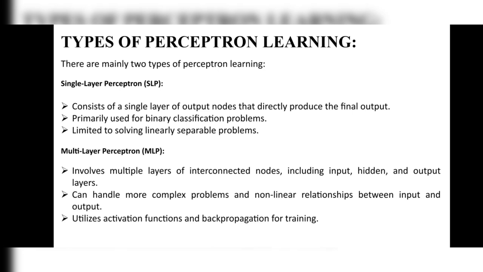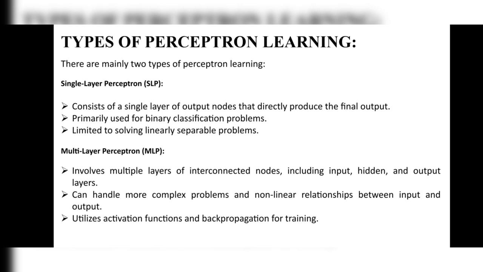Next, types of Perceptron learning. There are mainly two types of Perceptron learning, that is single layer Perceptron and multi-layer Perceptron. A single layer Perceptron consists of a single layer of output nodes that directly produces the final outputs. It is primarily used for binary classification problems, limited to solving linearly separable problems. It uses only a single layer of outputs, whereas the multi-layer Perceptron uses multiple interconnected nodes including input, hidden and output layers. It can handle more complex problems and non-linear relationships between the input and output.